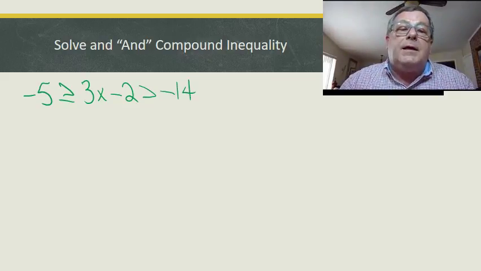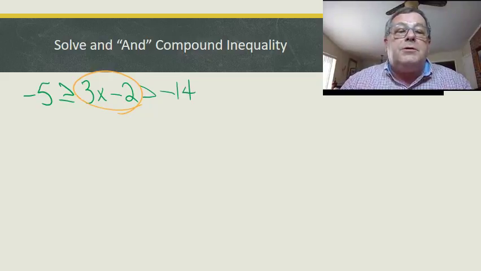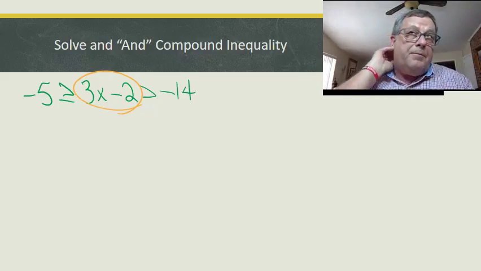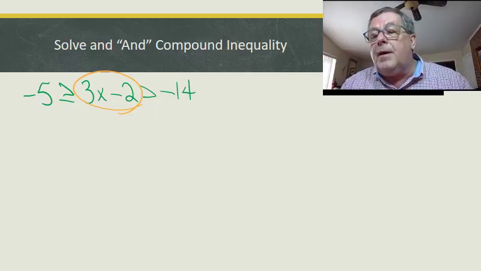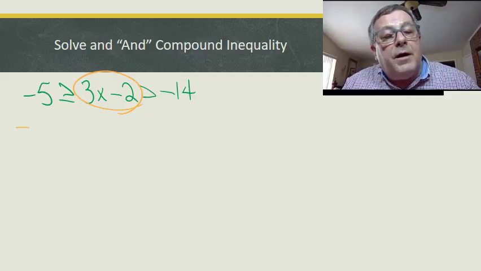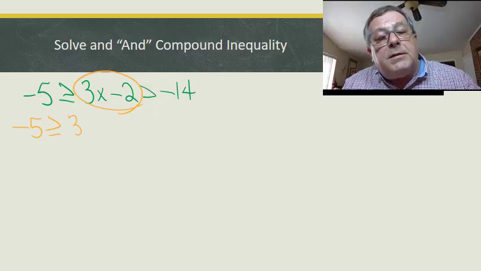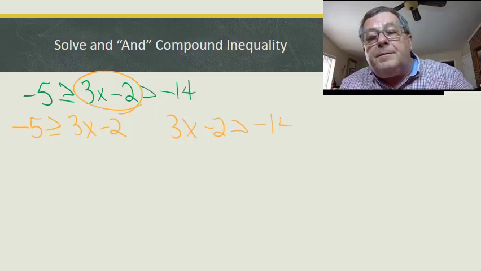All right, so I know it's an and compound inequality because I see this expression right here sandwiched in between those two inequalities. That's giving me a major signal that this is an and compound inequality. And so I'm going to break these down into two parts. I'm going to have -5 is greater than or equal to 3x minus 2. And then over here I'm going to go with 3x minus 2 is greater than -14.